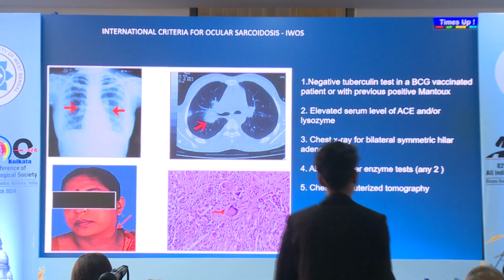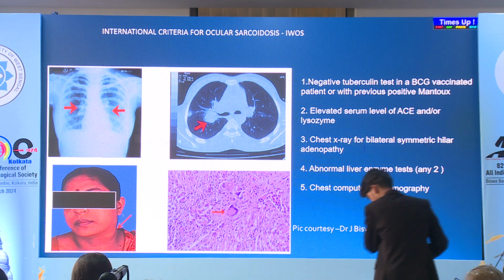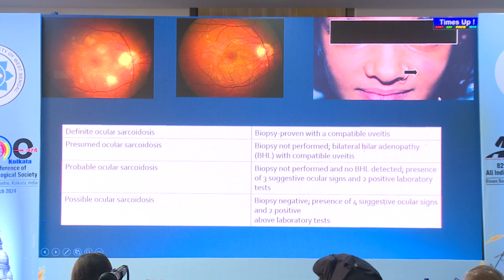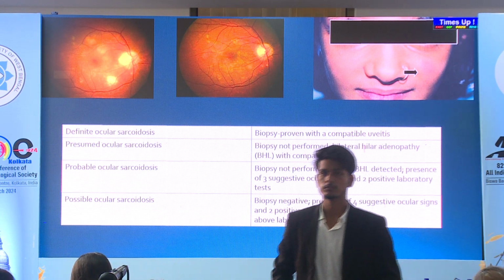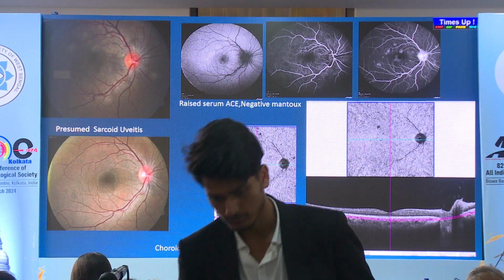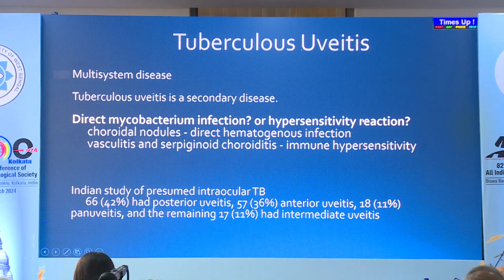But the diagnostic test in all of these is if you can demonstrate a non-caseating granuloma from a tissue biopsy, like the skin biopsy. So a biopsy proven granuloma with a compatible uveitis is needed for a definitive ocular sarcoidosis diagnosis. Sometimes OCTA can pick up these small areas of the granuloma, which resolve well with treatment.